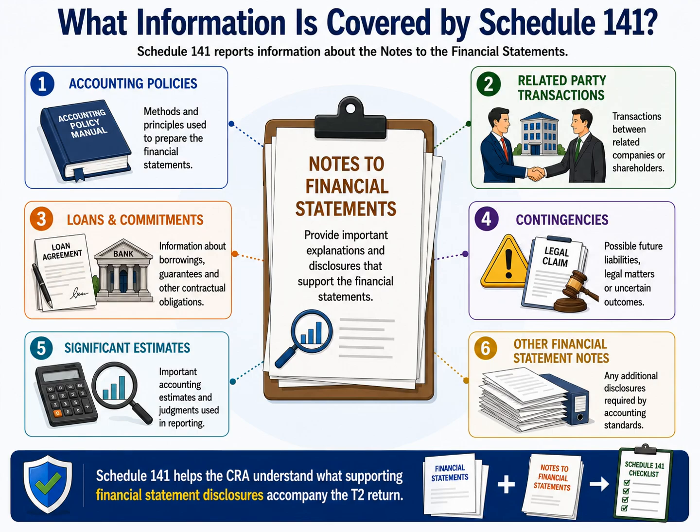This can include details about bank loans, borrowing arrangements, guarantees, lease commitments, or other contractual obligations that could affect the corporation's future financial position. Another category is contingencies. These refer to possible future obligations or uncertain events, such as lawsuits, legal claims, or guarantees, where the final outcome is not yet known. Although these items may not appear directly on the balance sheet, they can be important for understanding the corporation's financial risks.